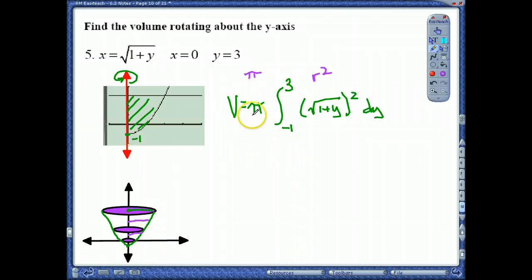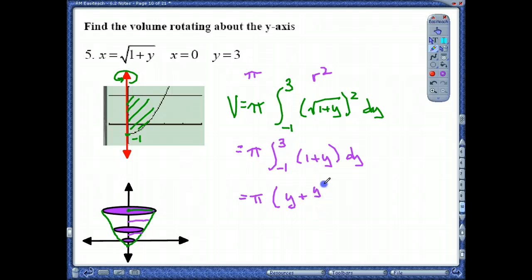Okay, so I've got the graph set up, and remember, if I want to put this in my calculator, I put it in just like I did the other ones because I am set up correctly. You are more than welcome, though, to integrate by hand. If you're going to integrate by hand, then please simplify this. So when I do that and integrate, I'm going to have pi times y plus y squared over 2, and then I put 3 in first, and then the negative 1 in. So I end up with 8 pi.